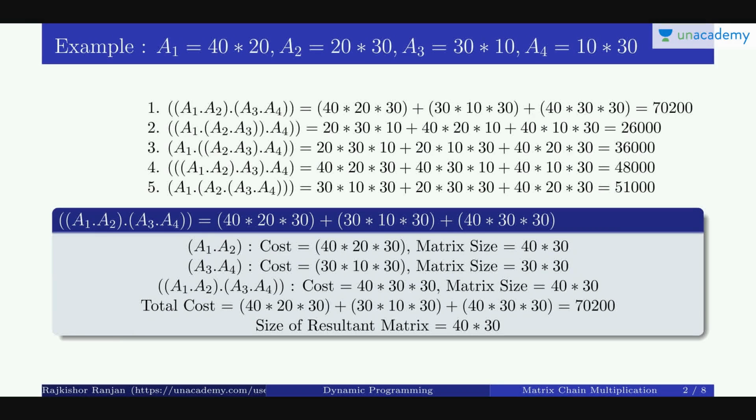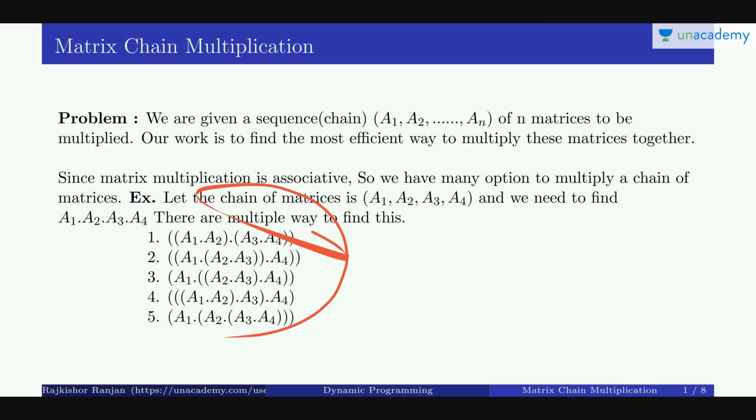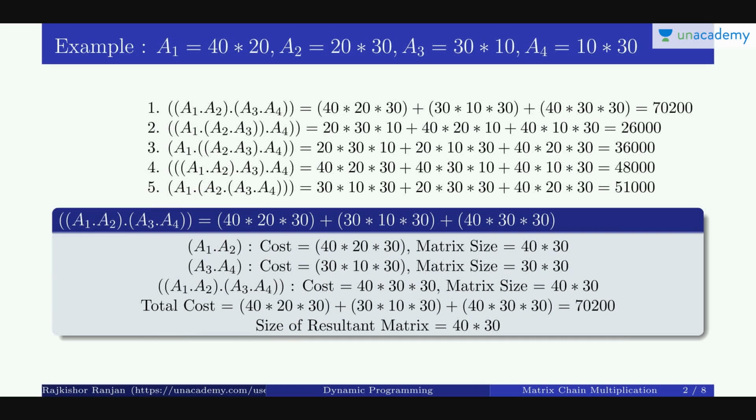If the size of each matrix is also given, like the size of A1 is 40 into 20, the size of A2 is 20 into 30, the size of A3 is 30 into 10, the size of A4 is 10 into 30, then what is the multiplication cost for all configurations? For your information, you must know that for the multiplication of two matrices, the number of columns of the first matrix must be equal to the number of rows of the second matrix. We try to find the multiplication cost for the first configuration.